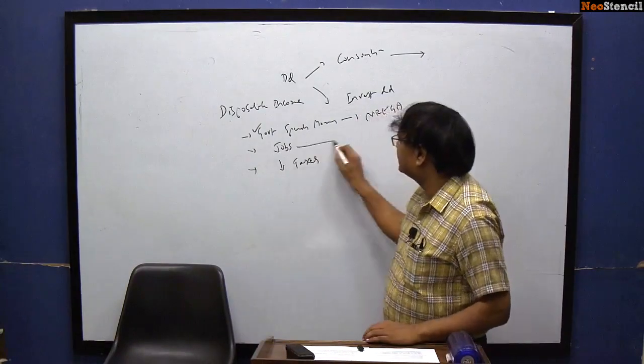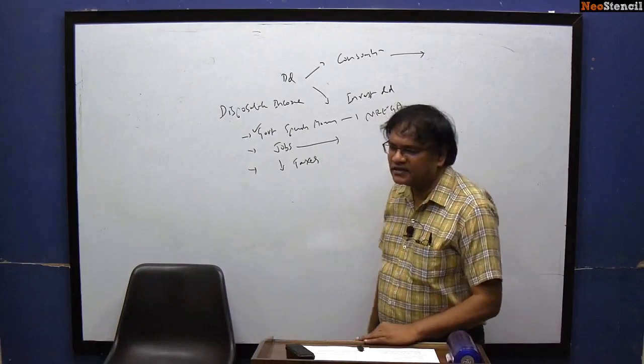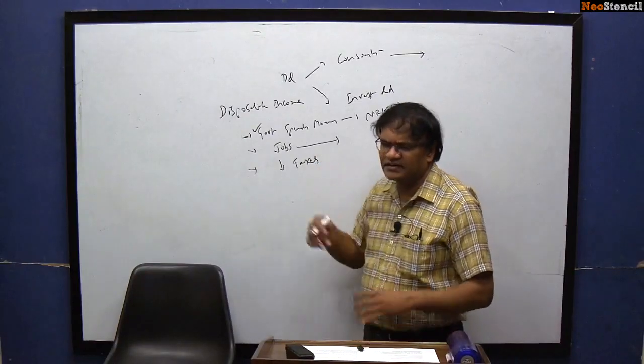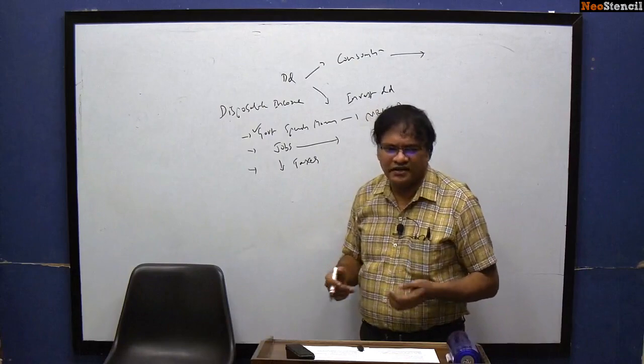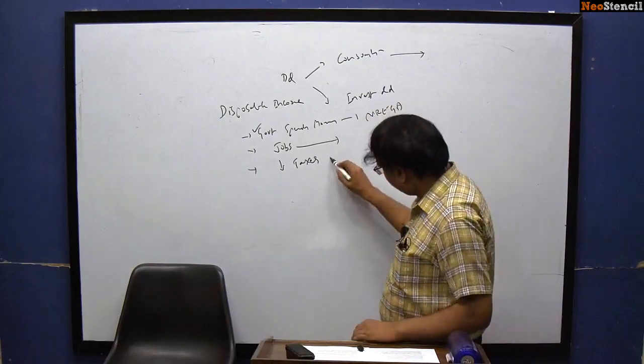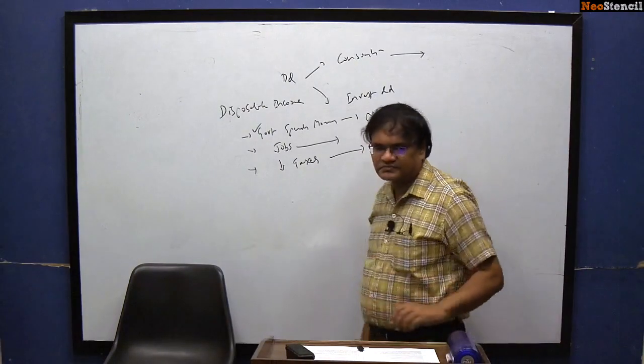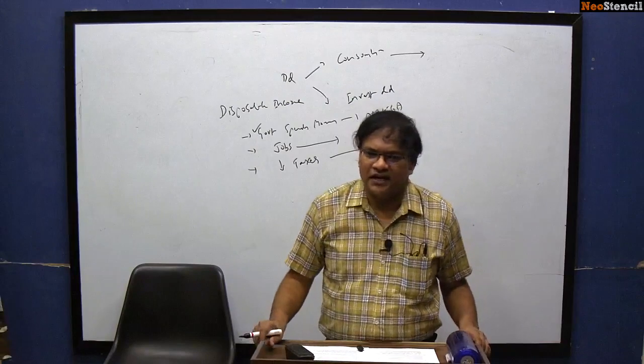Second thing, as we have said, the government should focus on creating jobs. It is very difficult. Immediately it cannot be done. You cannot create jobs overnight. So the third thing the government can do is, it can reduce the taxes.